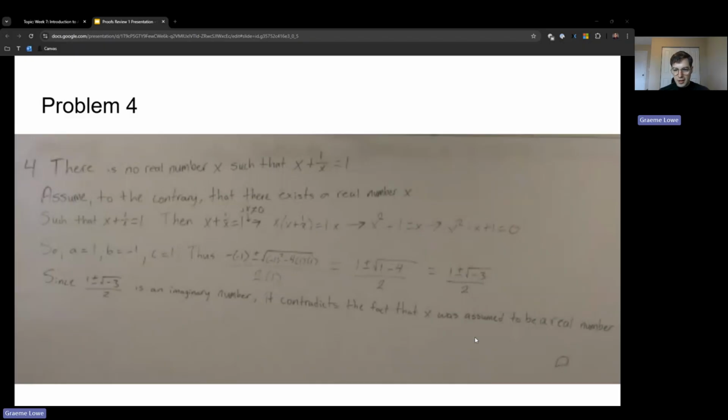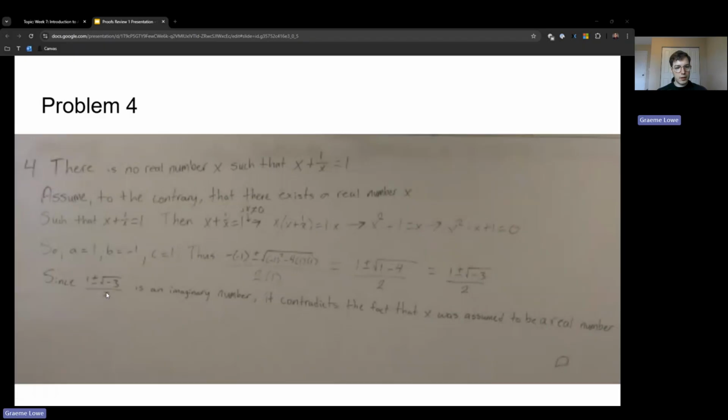So since this 1 plus or minus square root of -3, over 2, is imaginary, it contradicts the fact that x was assumed to be a real number. So this is where the proof by contradiction has the power, because it contradicts this initial assumption to the contrary, that x was a real number, proving that our contrary statement is false.